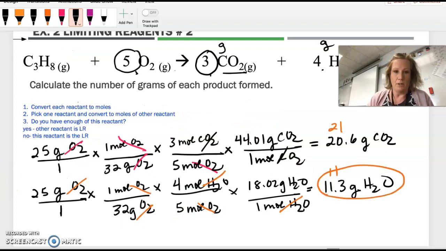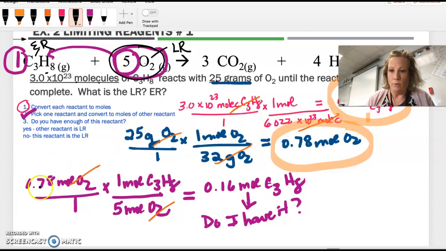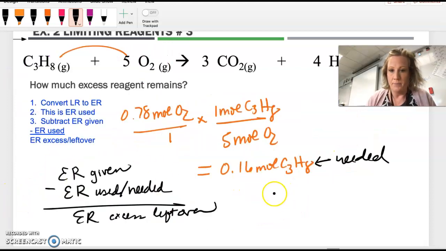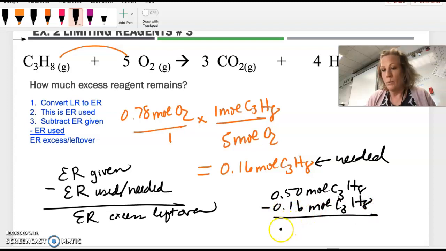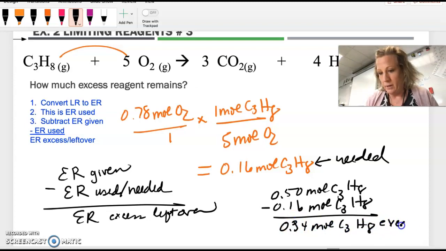So in the question, we had 0.50 moles of C3H8 given when we first converted to moles, and then 0.16 moles are actually going to react based on the limiting reactant, which gives us 0.34 moles of C3H8 that we're going to have left over, excess or leftover.